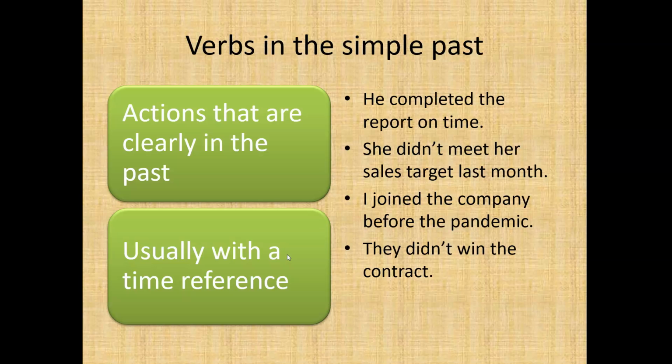Oh, that's backwards. Verbs in the simple past. We use them for actions that are clearly in the past, and usually with a time reference. So: he completed the report on time. We don't have a time reference, but we know that it's in the past. She didn't meet her sales target last month. Here I have a time reference. I joined the company before the pandemic, so we have a time reference. They didn't win the contract. The action is finished.